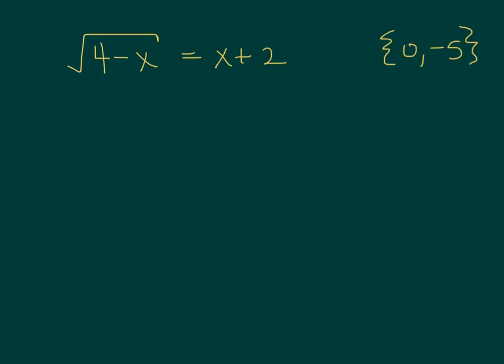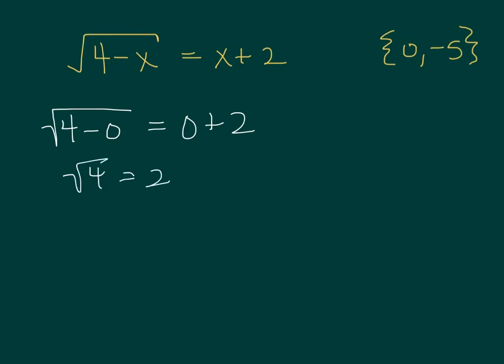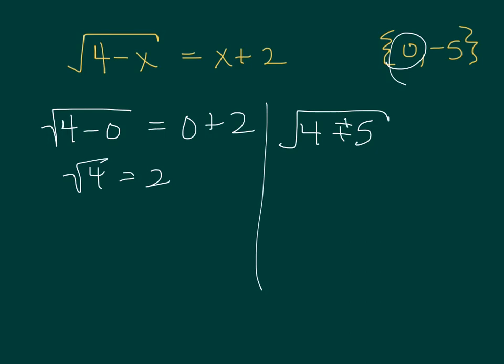So on this particular slide, like I told you before, I'm going to go ahead and check my extraneous solutions. The first one I'm going to check is that 0. So instead of 4 plus x and instead of x plus 2, I'm going to plug in that 0. That gets me square root of 4 equals 2, and that one works. So we know that 0 is going to be one of our possible solutions. I'm going to go ahead and plug in the negative 5. So 4 minus a negative 5 gives me 4 plus 5, and then negative 5 plus 2. I get square root of 9 equals negative 3.